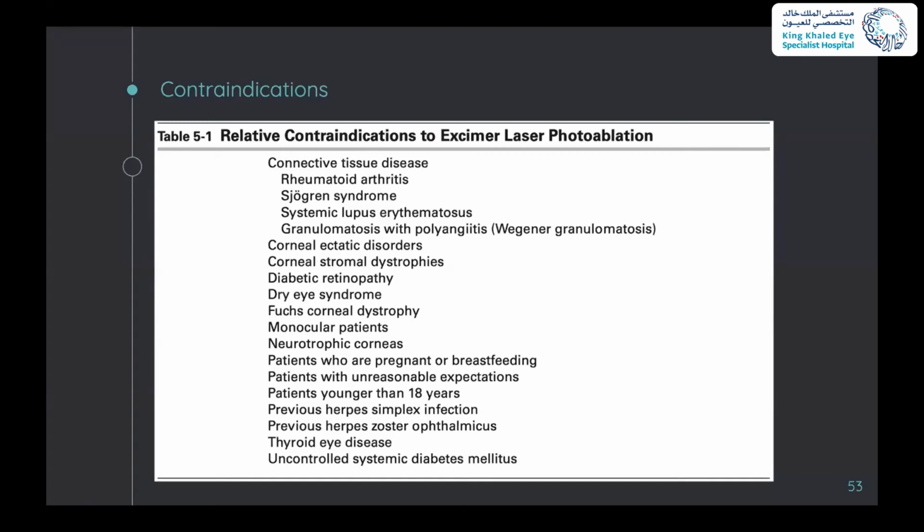This table is from the Academy. I'm sure that all of you came across this table. But while you are evaluating the patient, just keep these contraindications in mind. It will guide you a lot.